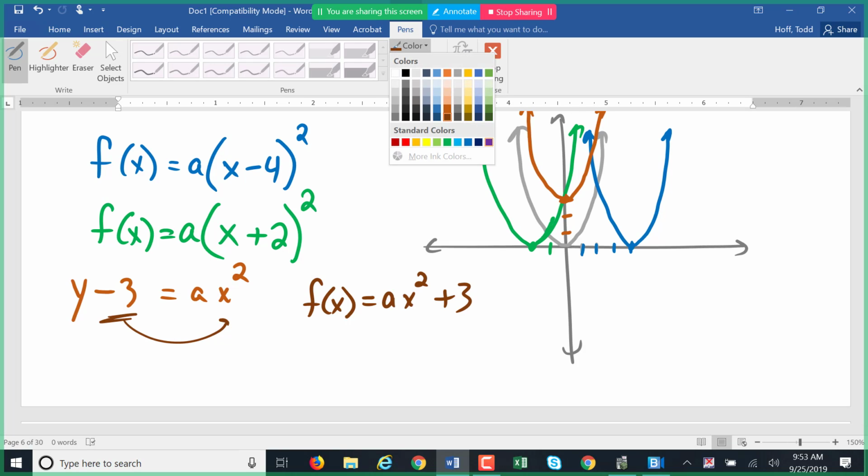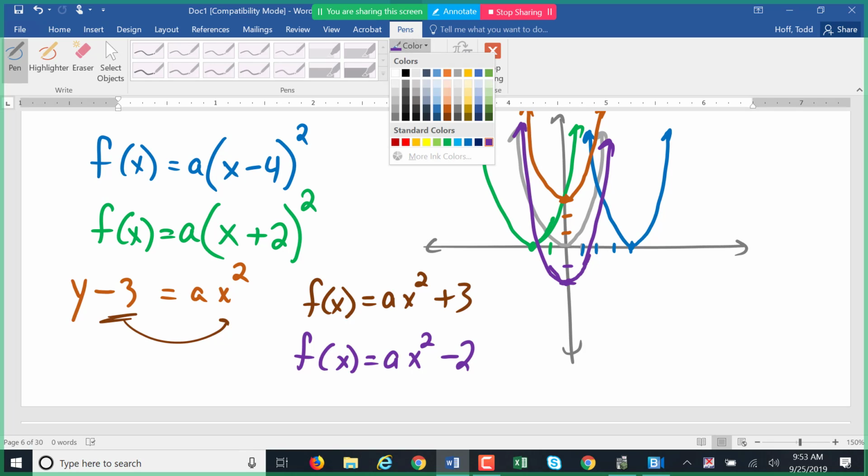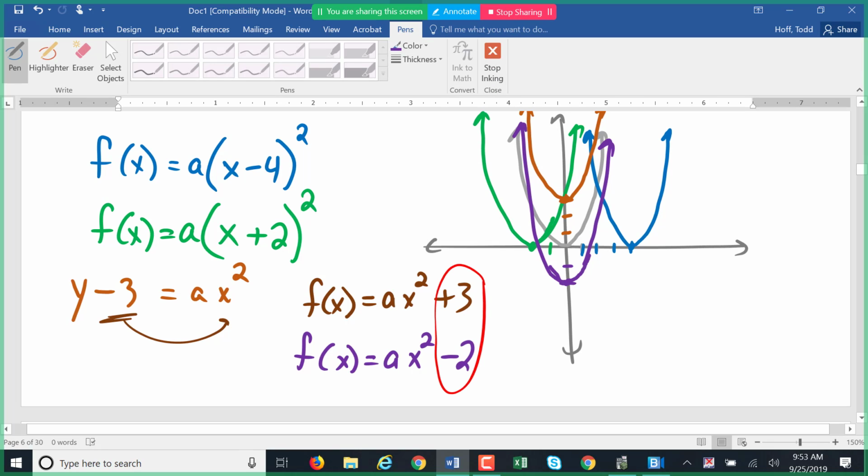To move it down, so I want to move it down 2 spots. f of x equals ax squared minus 2. So what we do over here, outside of the x, moves the graph up or down in the same direction that the sign tells us.